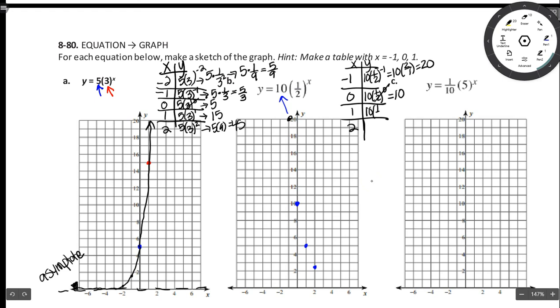We do the same thing with 1. 10 times 1/2 is just 5. And then we do the same thing with 2. This will be 10 times 1/2 to the 2nd power, which is just 1/4, because 1/2 times 1/2 is 1/4. So this becomes 10/4, or 5/2, which is what we plotted here. So this is enough to just kind of do a sketch. And again, just like the previous ones, it's going to get extremely close to our x-axis, but it's never actually going to reach it because it will have an asymptote there.